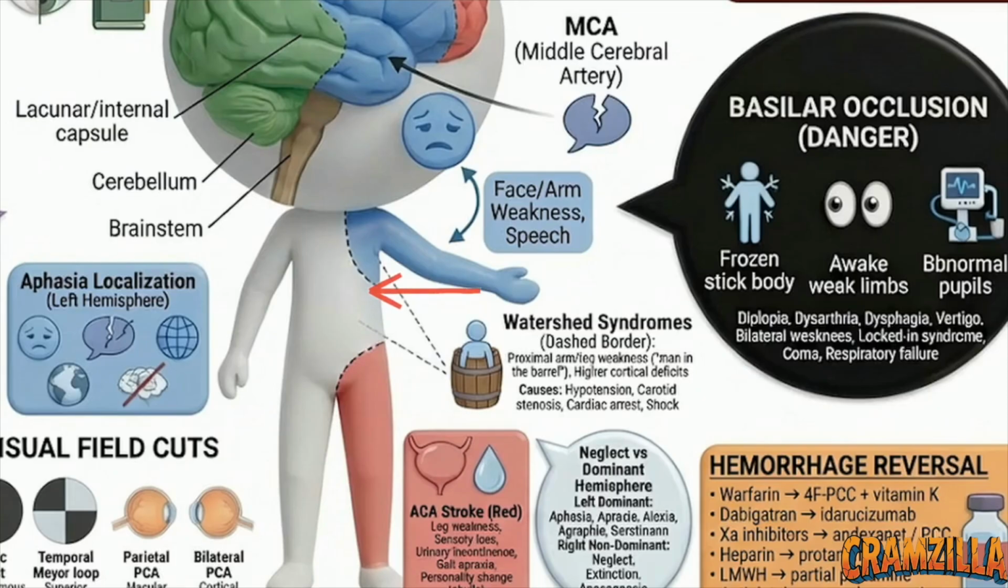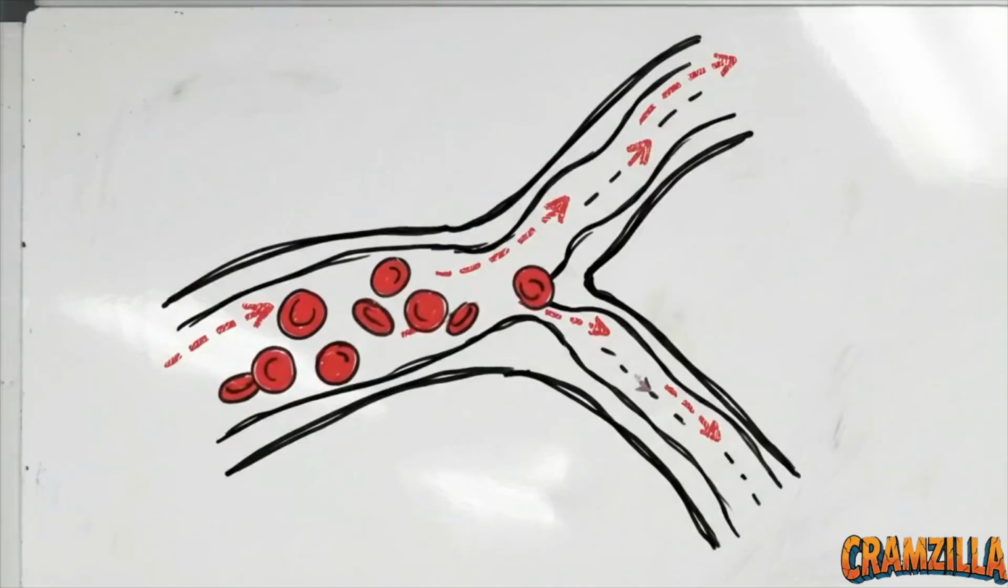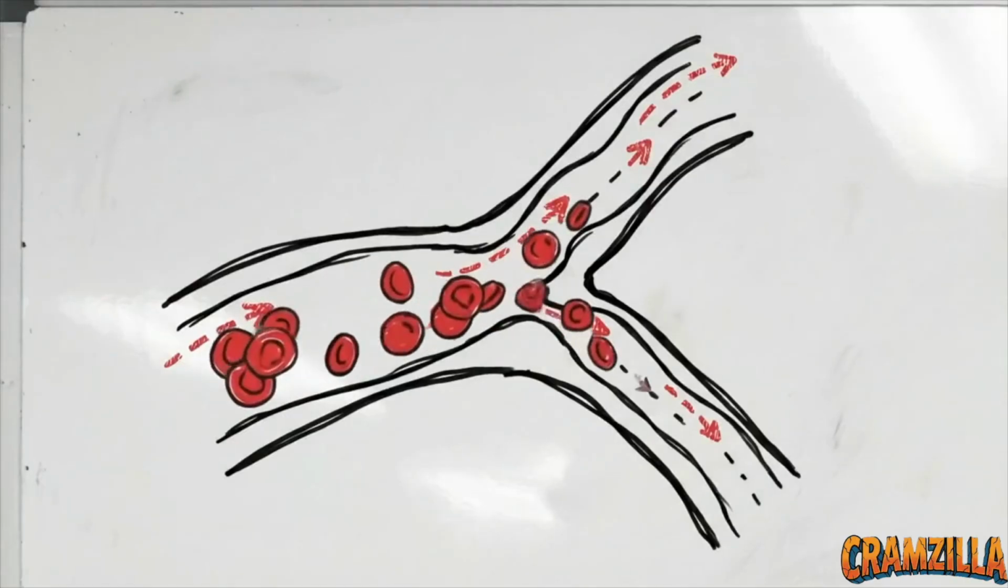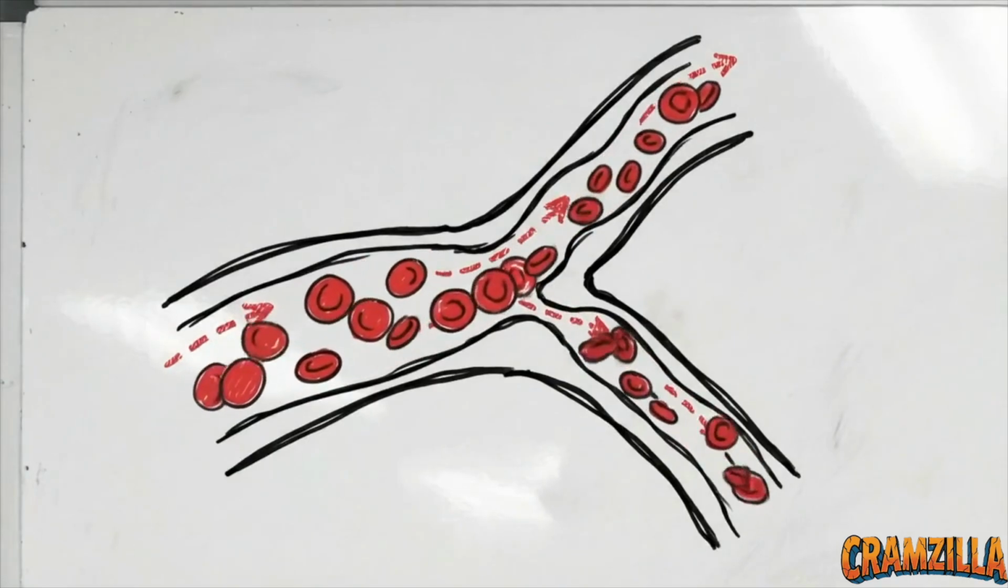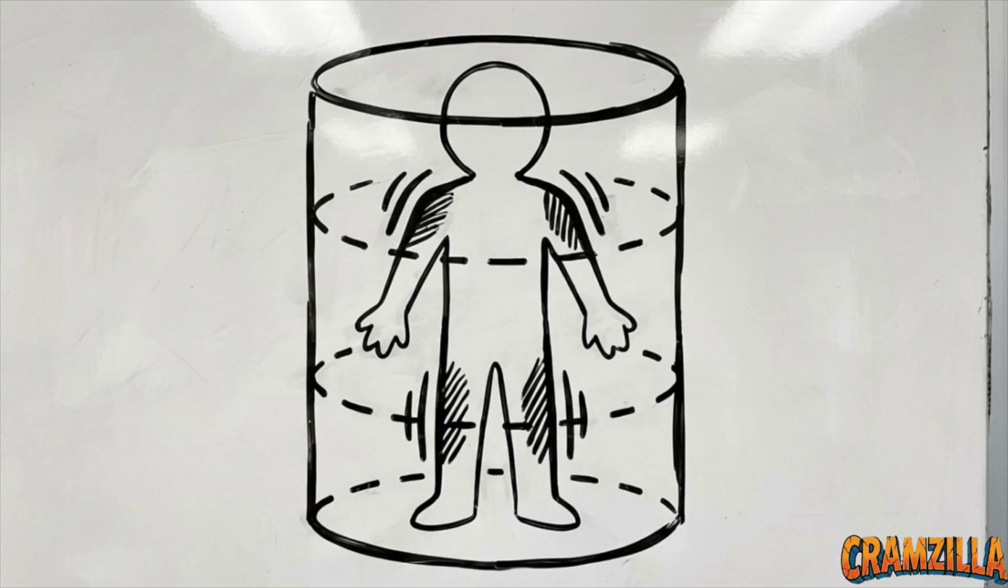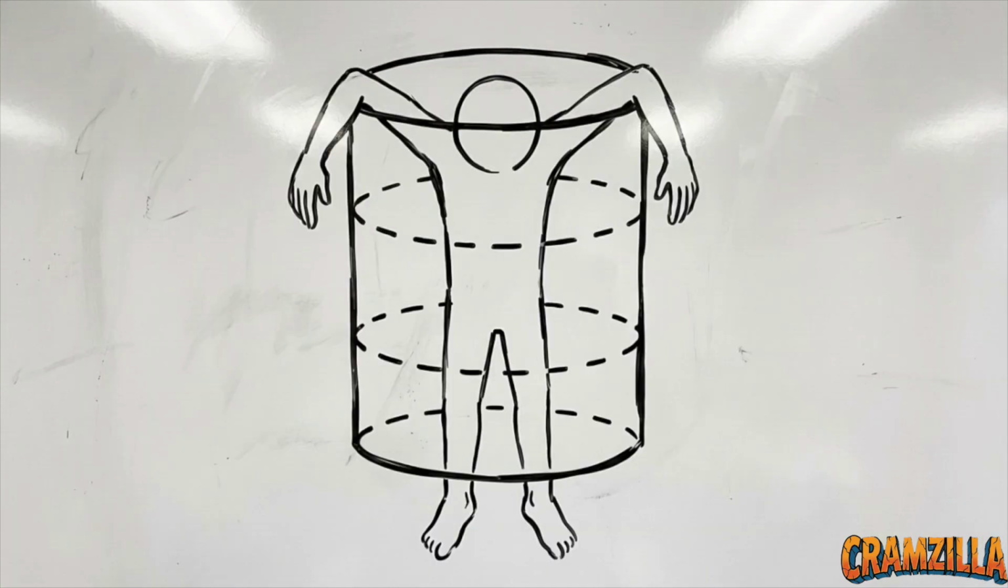Look closely at this graphic showing the dashed lines separating these three major territories. These are the watershed border zones. During states of severe global hypoperfusion, such as cardiac arrest or hemorrhagic shock, the farthest reaches of these arteries fail first. This starves the proximal motor tracts, creating the classic man-in-a-barrel syndrome, characterized by weakness in the shoulders and thighs.